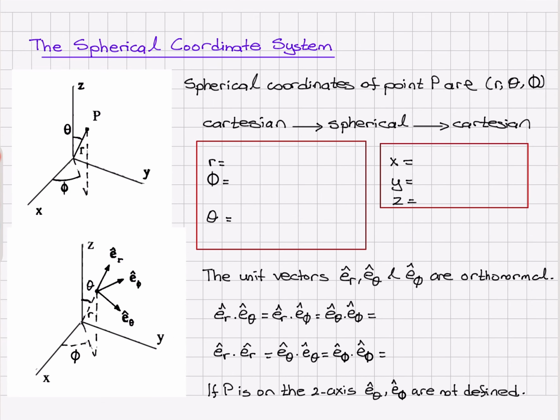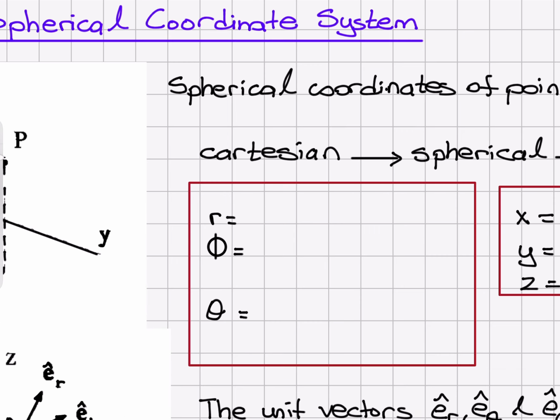Another example for the generalized curvilinear coordinates is the spherical coordinate system, where we have r, theta, and phi as our spherical coordinates. We can go from Cartesian coordinates to spherical coordinates as r is equal to the square root of x squared plus y squared plus z squared.